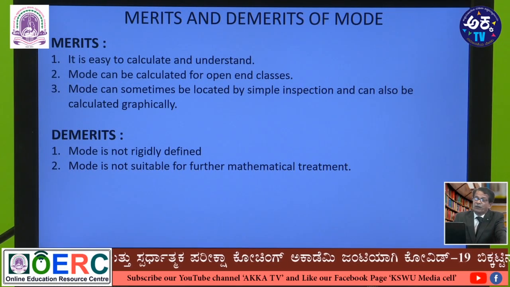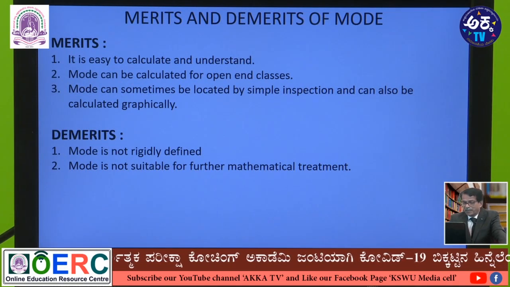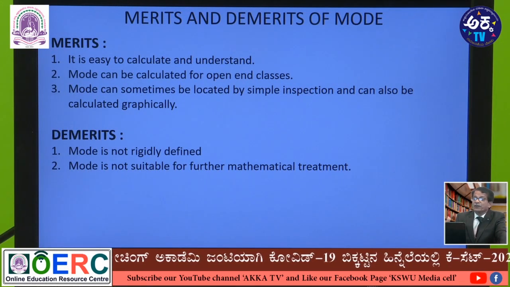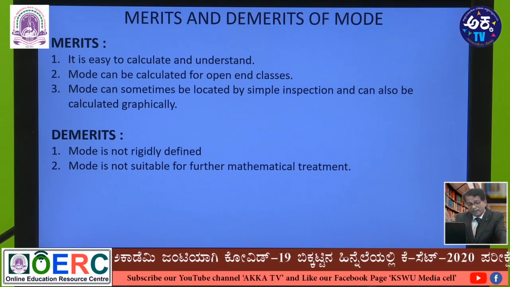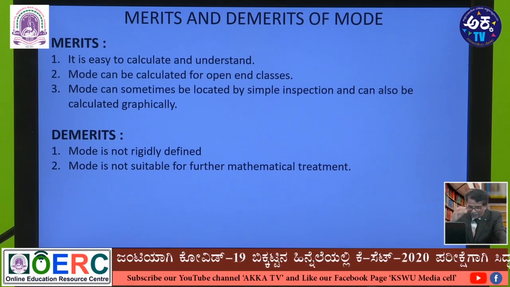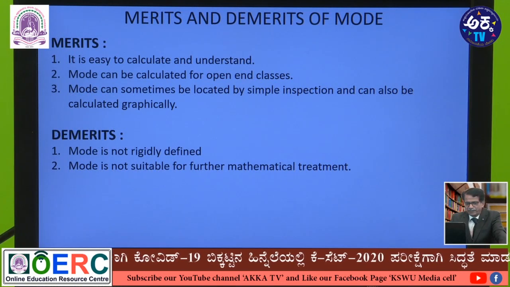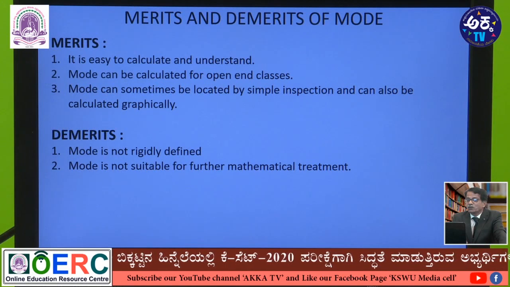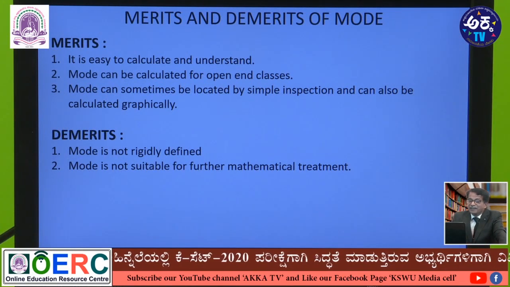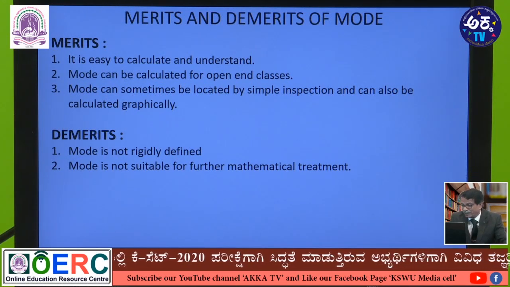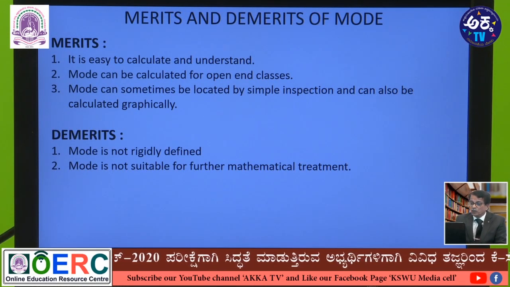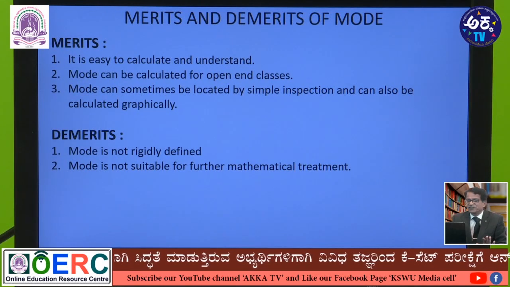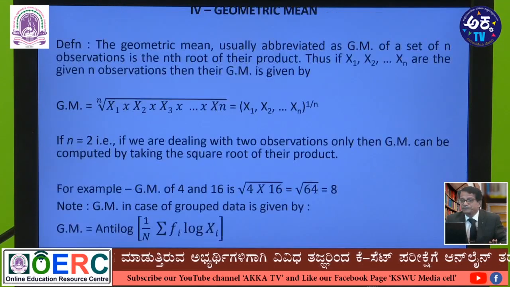So, if one is working on simple bar charts or histograms, there also, using the graph, you can locate median and also mode, and that is an advantage, and that is listed in the merits. The greatest demerit of the mode is that it is not suitable for further mathematical treatment and its definition is not rigidly defined. Why? Because there can be 2 modes, there can be 3 modes, and that is why the definition is not rigid. This is with regard to mode.